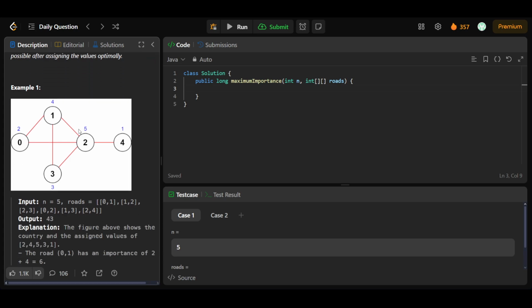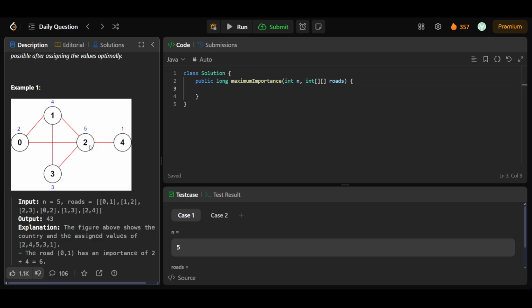For example, we are given this kind of a graph where the cities are numbered 0, 1, 2, 3, 4, and the values are assigned as follows: the second city is assigned the value of 5, the first city is assigned the value of 4, the third city is assigned the value of 3, the zeroth city is assigned the value of 2, and the fourth city is assigned the value of 1.